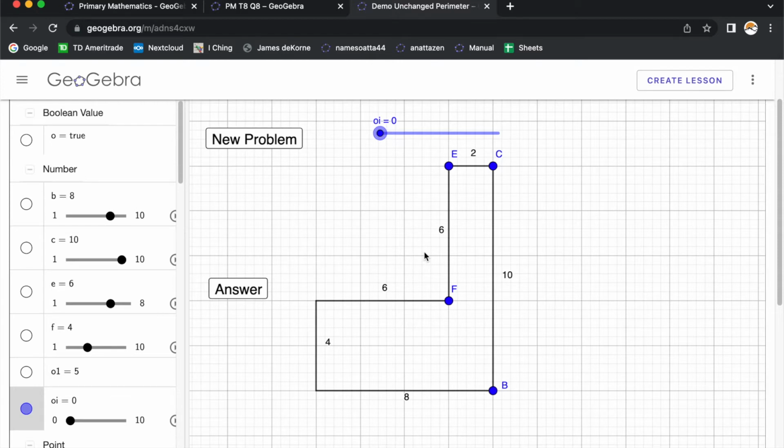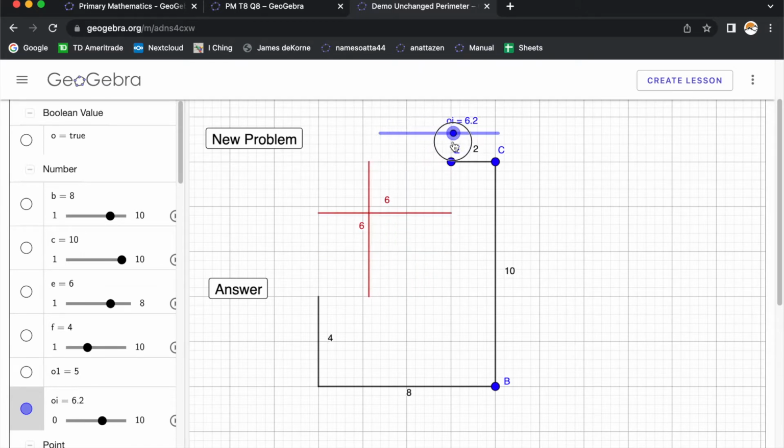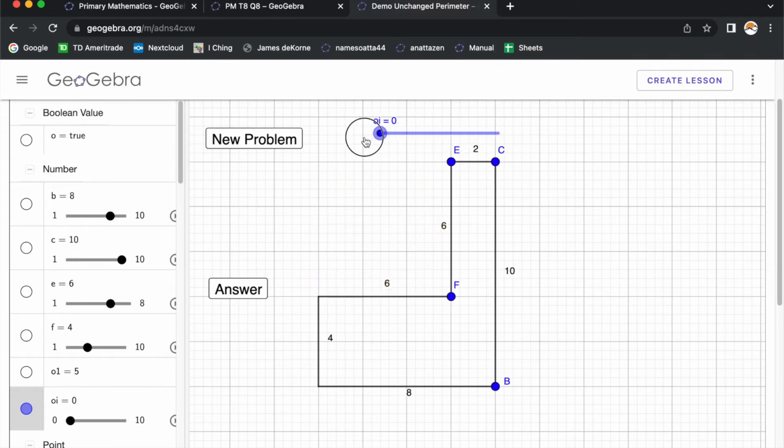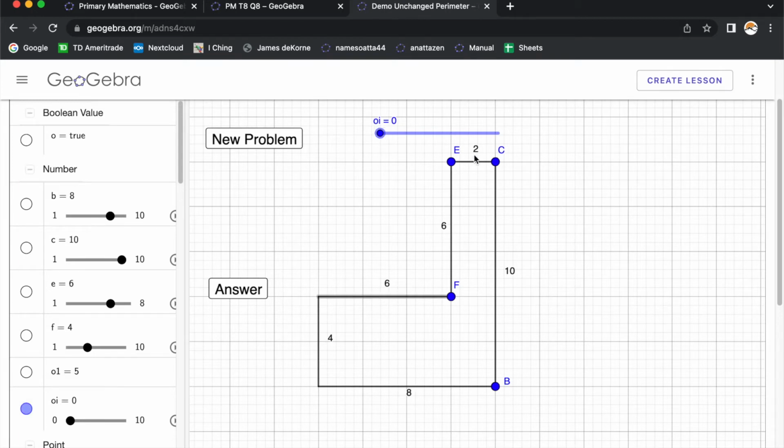Let's take a look at what happens when I start this simulation. You can see that I'm transferring those two lengths onto the top and onto the side. The moment I do that, if you add this 6 and 2, the two horizontal lines, you get the same value as this 8.